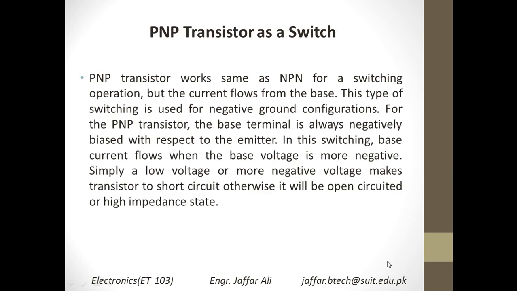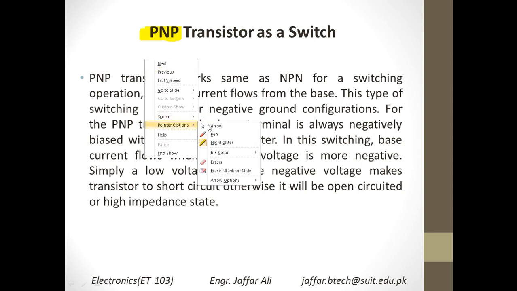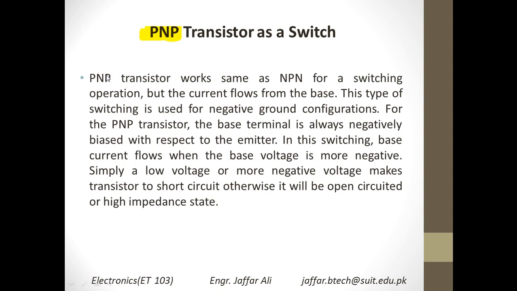So let's take another example regarding the transistor as a switch, but this time let's take the PNP transistor. You know that the working of the PNP transistor is approximately the same except for the biasing. The operations of both these transistors are approximately the same. A PNP transistor works the same as an NPN for a switching operation, but the current flows from the base. So this type of switching is used for negative ground configurations.